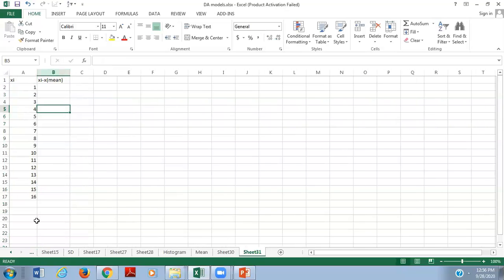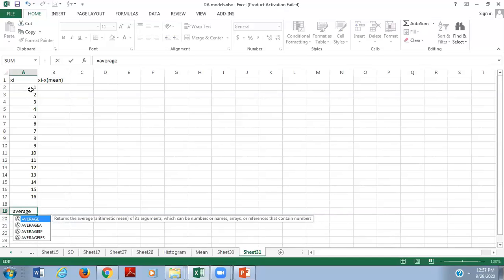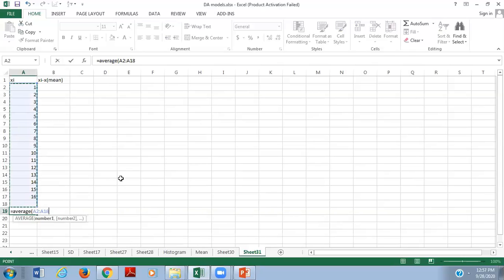Now what we have to do? We have to calculate the mean, right? Average, bracket closed, select the range, bracket closed. Now enter. Now we have got the mean value 8.5, right?